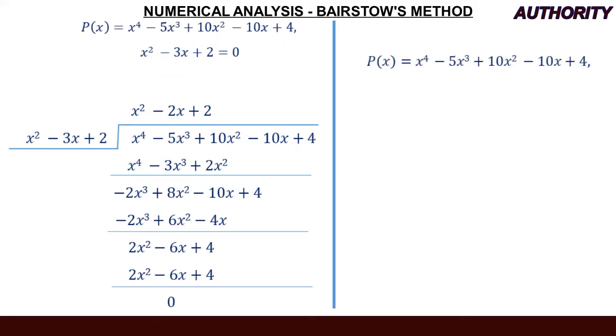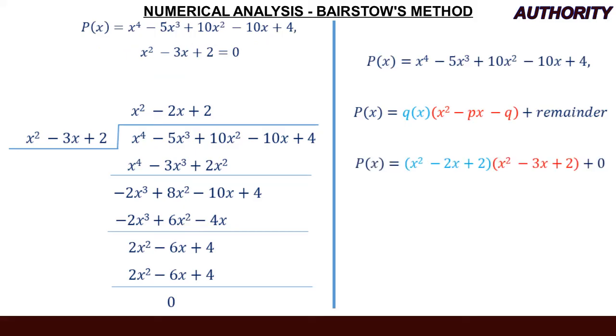So when you use either synthetic division or long division to find q of x, we are going to see that the p of x that we have, which is x raised to the power of 4 minus 5x cubed plus 10x squared minus 10x plus 4, is the product of two quadratic polynomials, of which one of them is what Bairstow's method helped us to extract: this x squared minus 3x plus 2. Then we perform long division or synthetic division to find the remaining one, which is x squared minus 2x plus 2. So from here, we have two quadratic polynomials, and I'm very sure you know how to solve for the roots of these two quadratic polynomials.